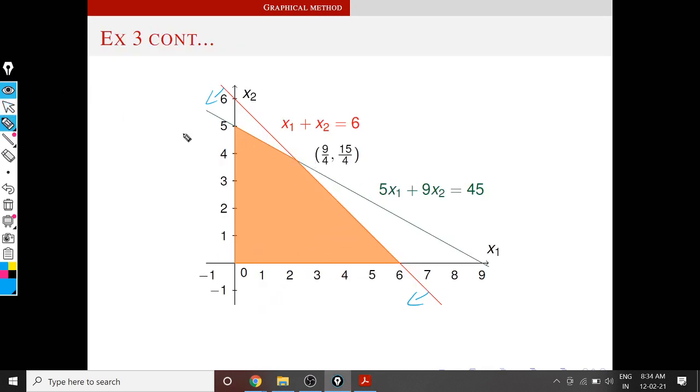For finding the maximum and minimum, either you solve for the vertices. Here the vertices are this one, 0, 5, and this one, 9 by 4, 15 by 4. By solving these two straight lines we get this vertex, and this vertex is 6, 0. This is 0, 0. Theoretically, the maximum and minimum occur only at vertices of a feasible region. So what is our objective function?